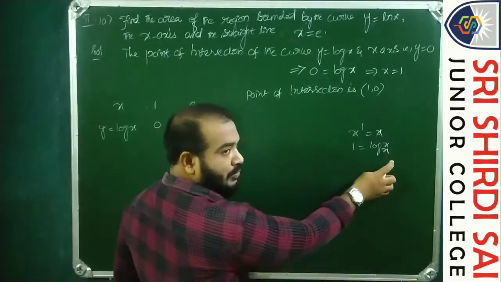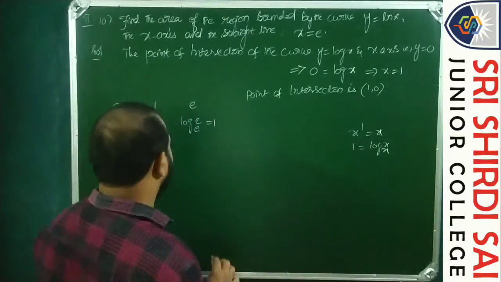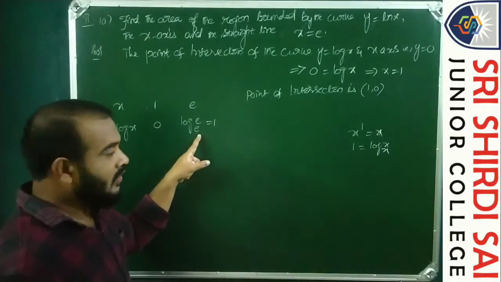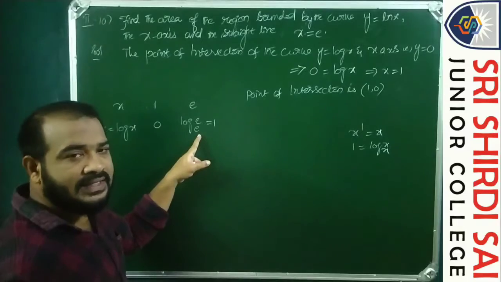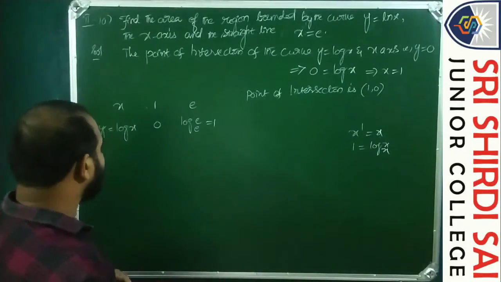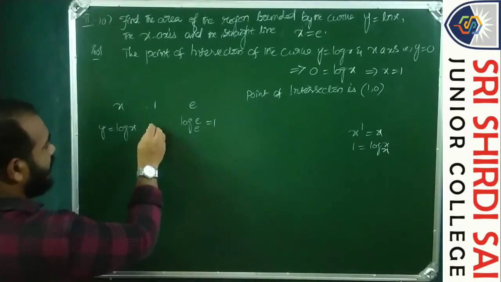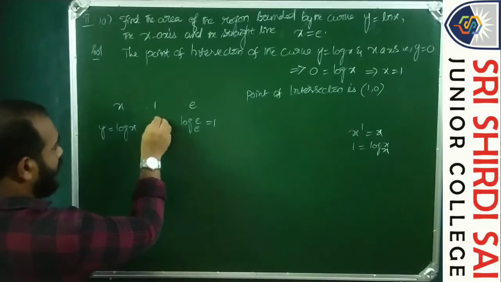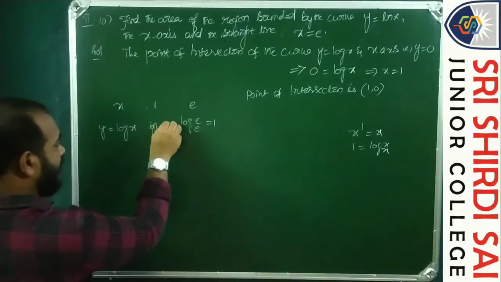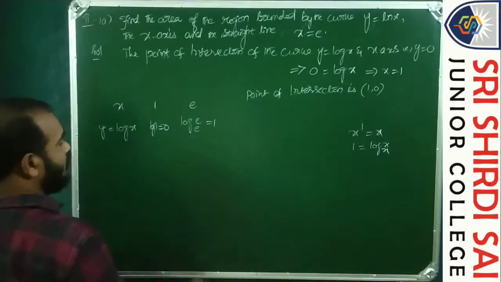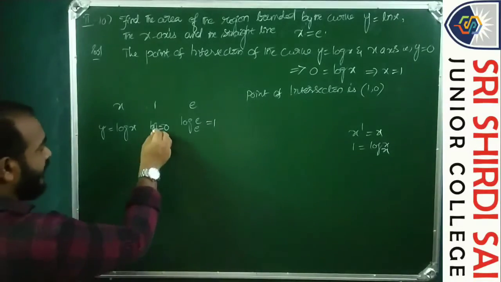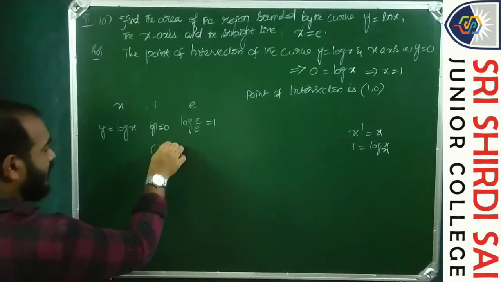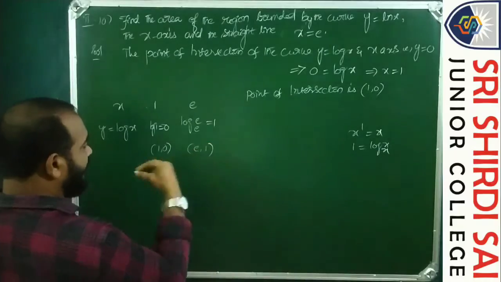So same to the base same is there. It is 1. So needless to say, these logarithms have the base e, Napier logarithm. So here it is 0 because log 1 value is 0. Log e to the base e is 1. Therefore, we get 1 comma 0 here and e comma 1.